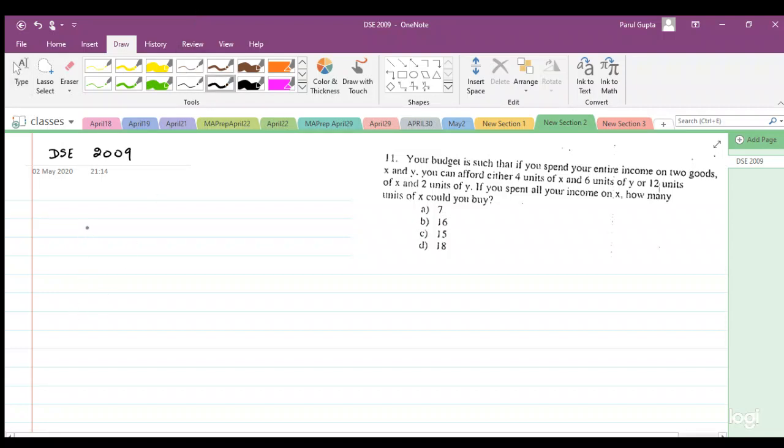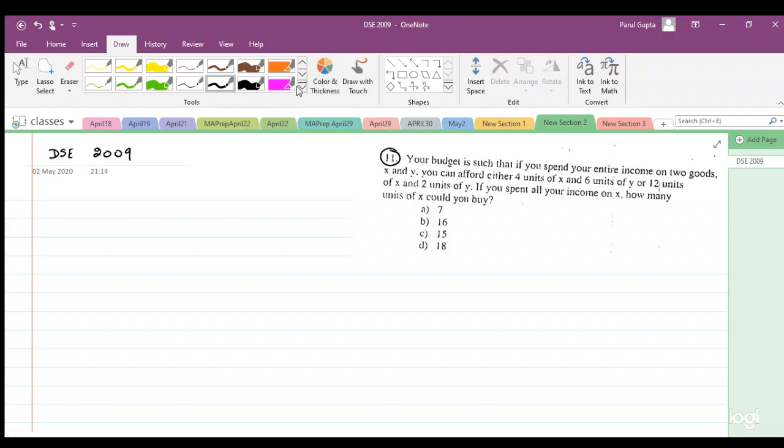Hi everyone. Today we'll be discussing this question from D School 2009 option A entrance test paper. This is question 11. So go ahead and pause the video till you note down the question and read the question and understand the options, and then I will guide you through the solution for the question.